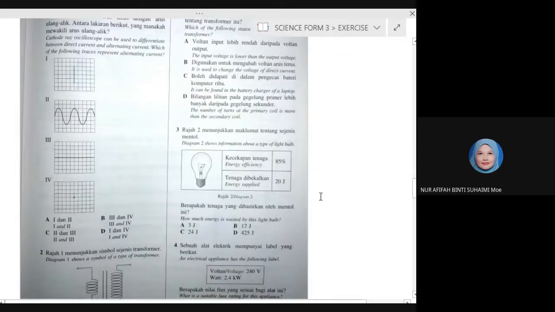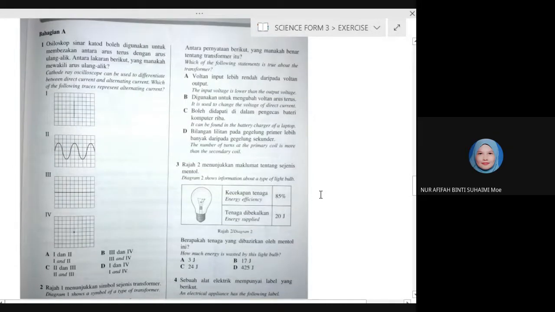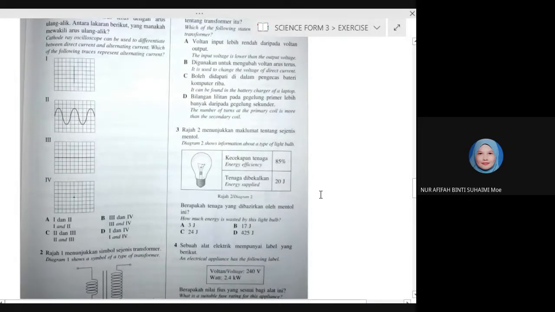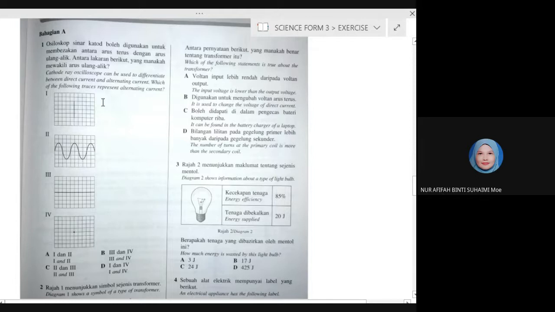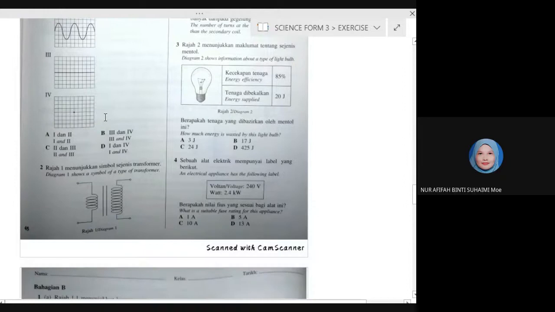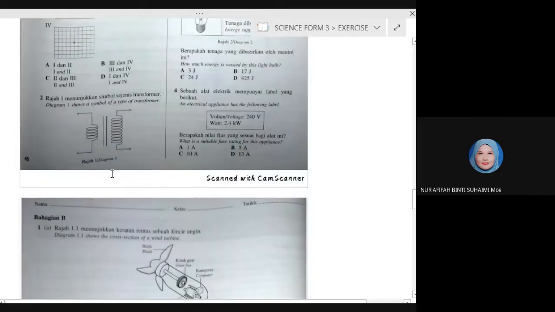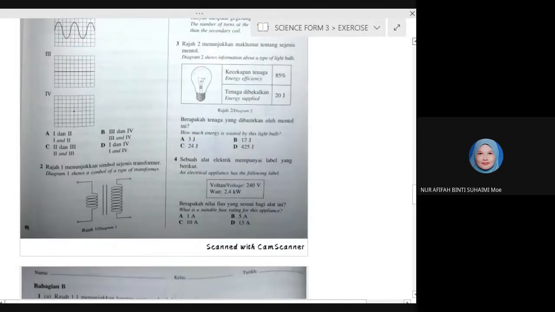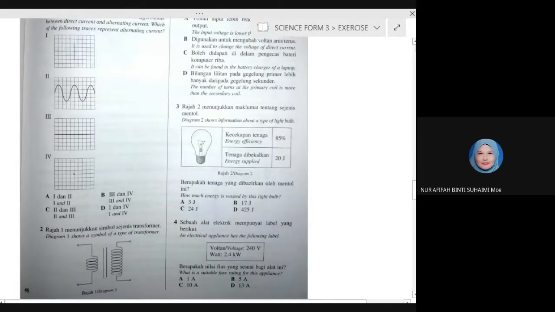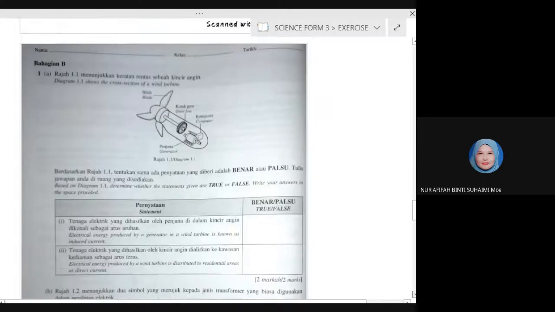Okay, ini nanti jawab. This one is OSK. Number one is OSK. CRO, cathode ray oscilloscope. Number 2, transformer. 4 soalan je, 4 soalan objektif. Nanti yang ni jawab.